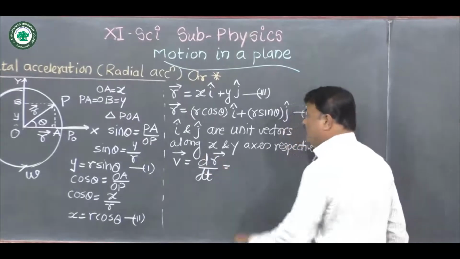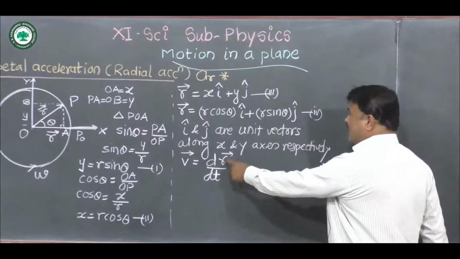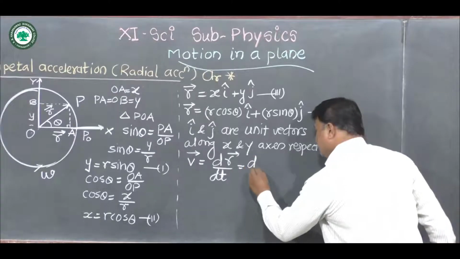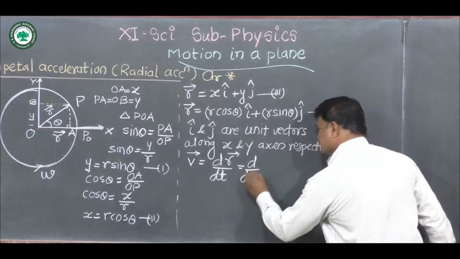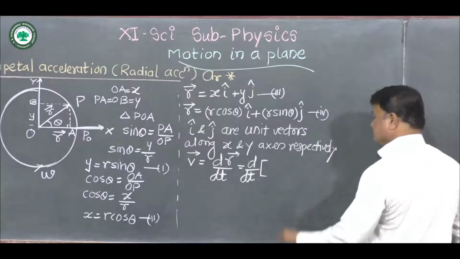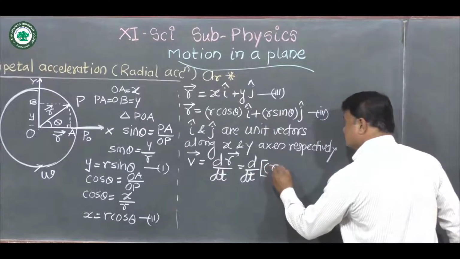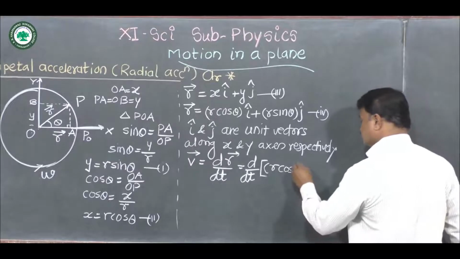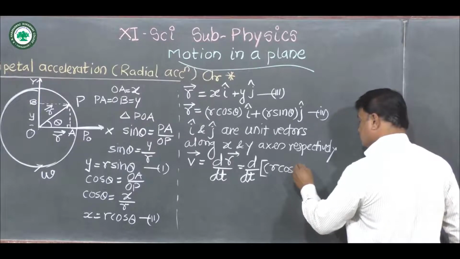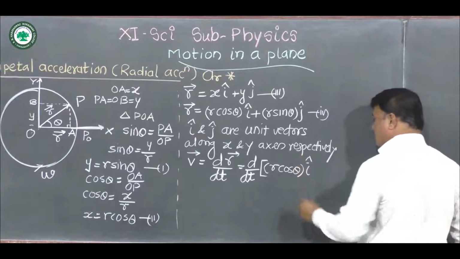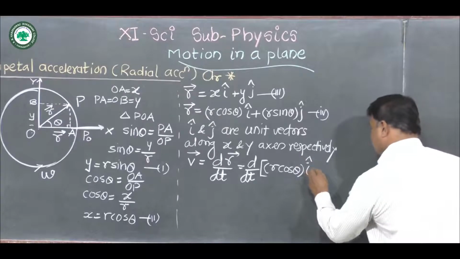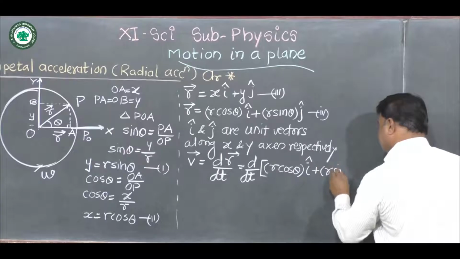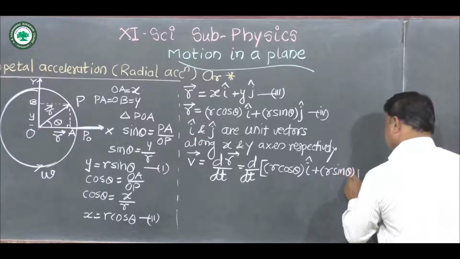So we substitute the value of vector r using equation 4. We write d by dt in bracket, r cos theta into i cap plus r sin theta into j cap.